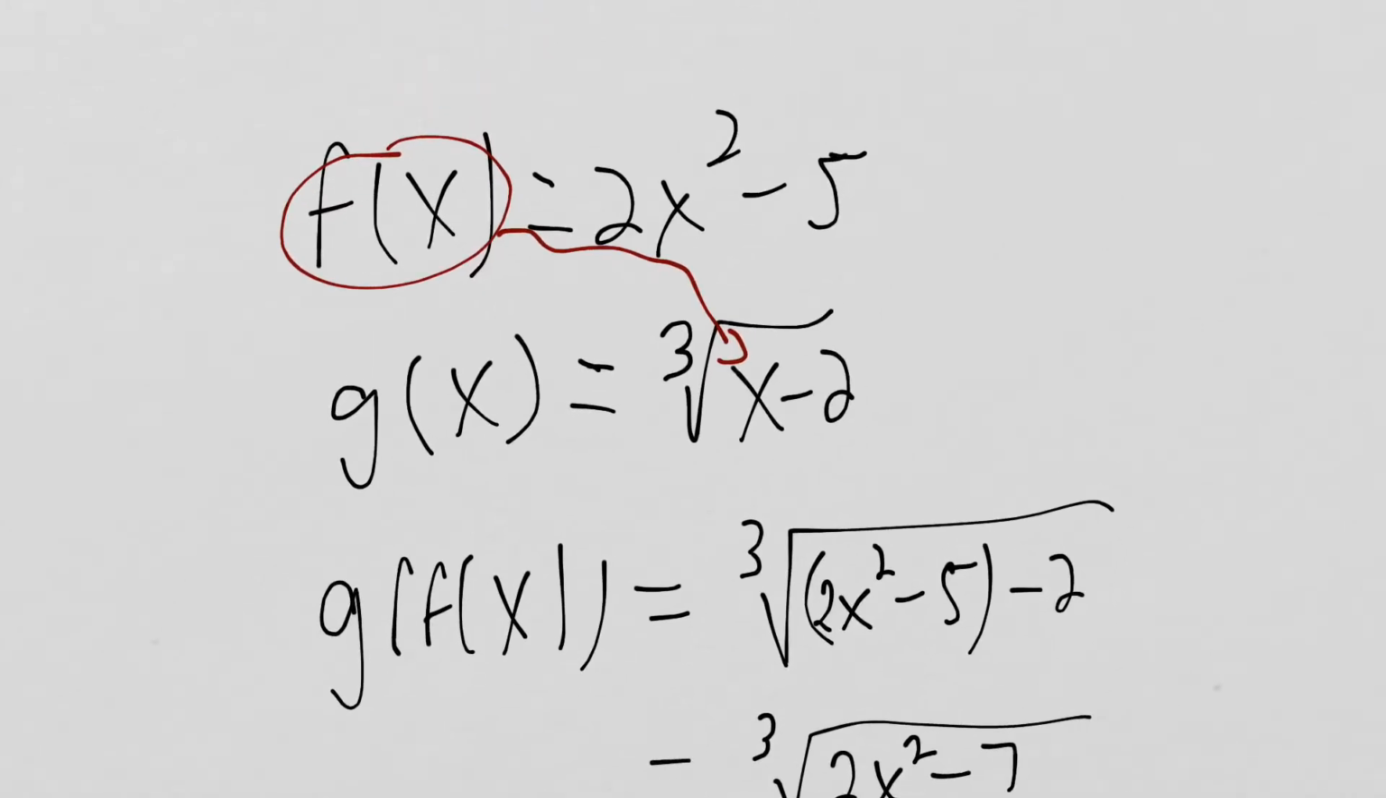We can also do the reverse and plug g of x into f to get f of g of x, which means that we would take g of x and just plug it in as our x value for f of x.